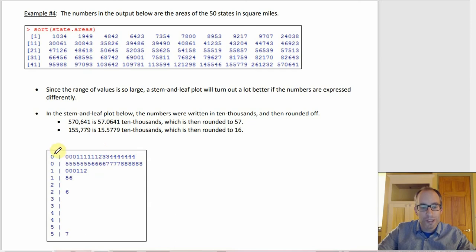Also, notice that the stems are split, where it's like the first half of the zeros and then the second half, right? It's like 0 through 4 and then 5 through 9. And then they're all kind of written like that.